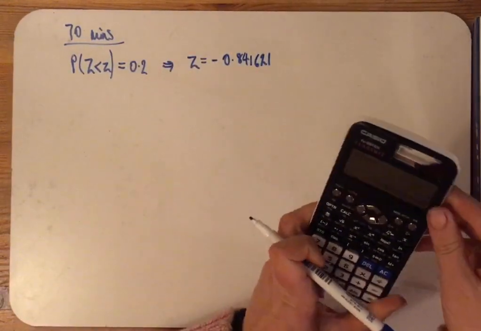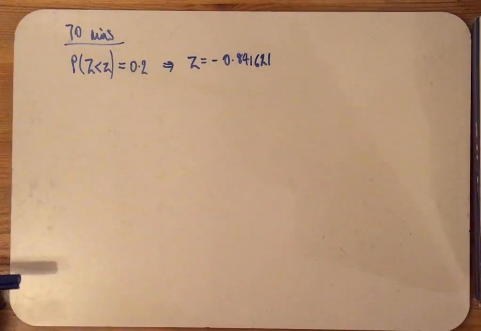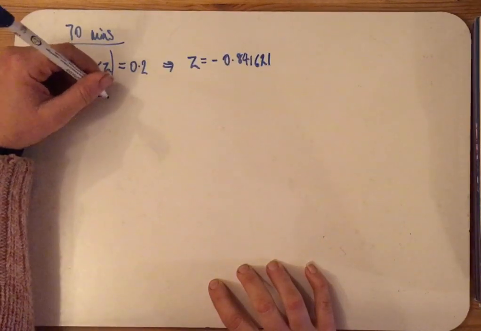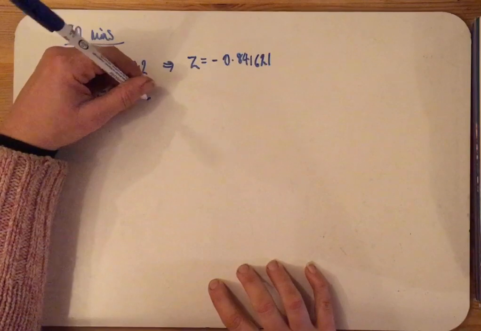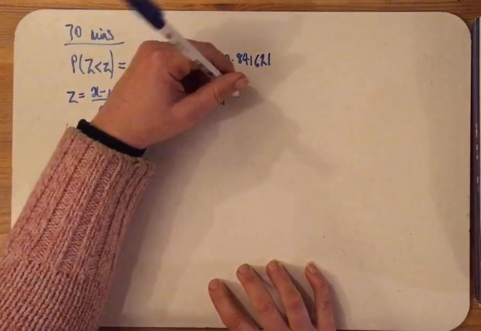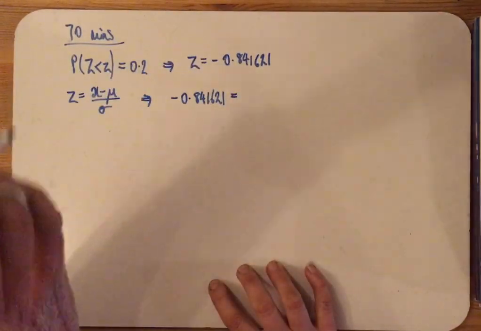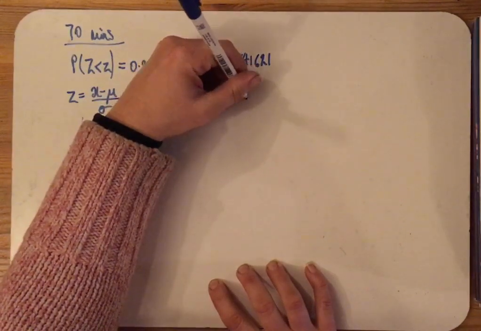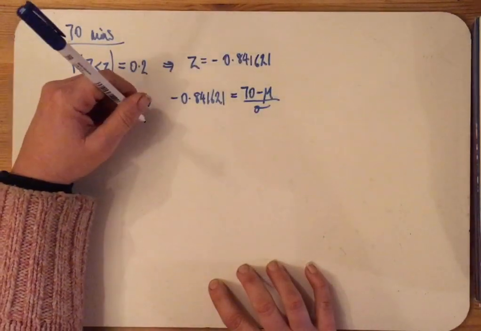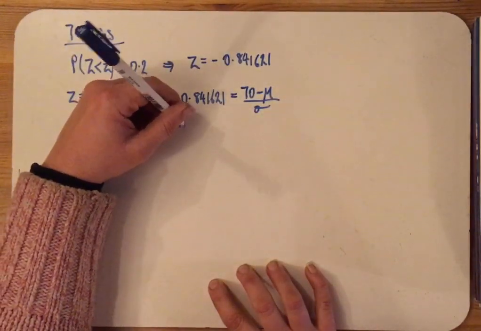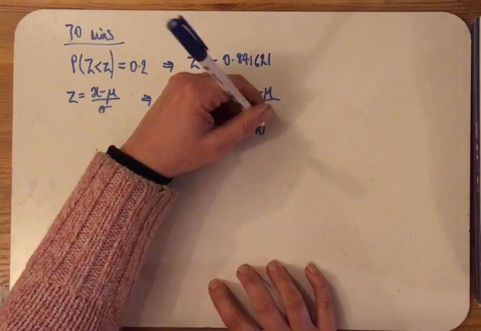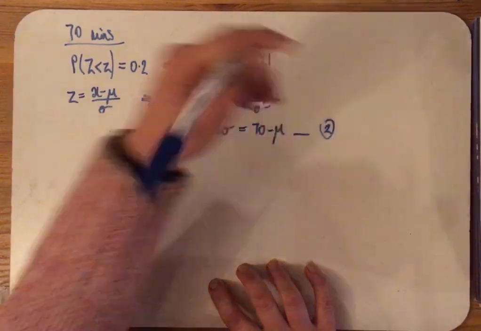Right, Z equals negative 0.841621. And then same thing, so Z is equal to X minus the mean over the standard deviation. Negative 0.841621 is equal to 70, which is my x value, minus the mean over standard deviation, times it by the standard deviation, that's equal to 70 minus the mean, and that is the second simultaneous equation.